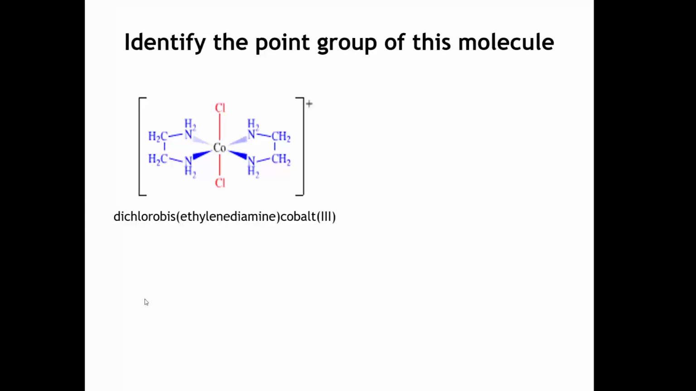All right, let's finish the lecture by you having a go at identifying the point groups of a couple of different molecules or ions. So this one, dichlorobis-ethylenediamine cobalt 3. Here's the picture of it, right? We've got these chelating ethylenediamine ligands. What's the point group of this molecule? I want you to pause the video, go back to your notes, work through it, come up with an answer, and then come back and we'll go over the answer.